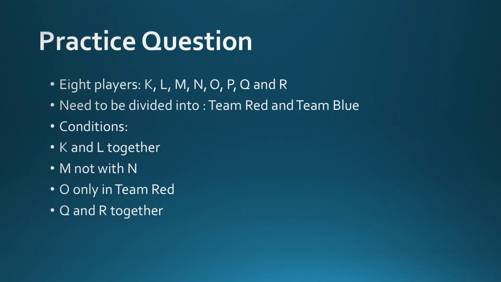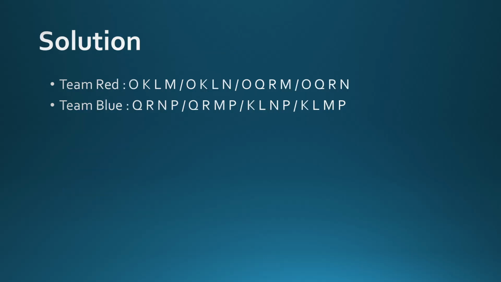Now this is a practice question for you. Please pause the video and solve this question. 8 players K, L, M, N, O, P, Q and R need to be divided into team red and team blue. Conditions: K and L together, M not with N, O only in team red, Q and R together. Try this yourself. You can post your answer in the comment section. I will reply to the solutions that you post, and I have given the solution in the next slide so you can check them.